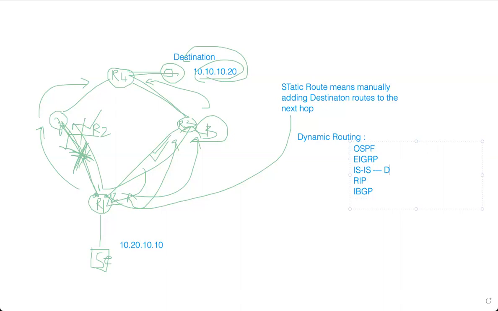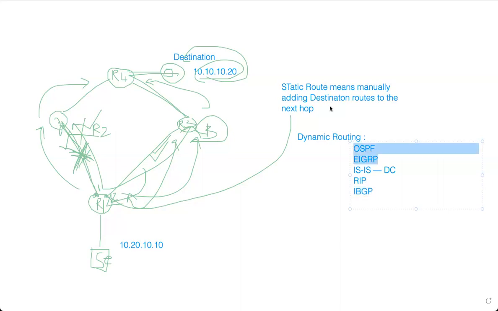IS-IS is a pure data center technology. It's not covered in CCNA. OSPF and EIGRP are at the base level, and RIP is already covered. It's no longer used. RIP is an age-old protocol. IBGP is internal BGP. This is also not much covered in the CCNA syllabus, but we will discuss dynamic routing a little bit more when we talk about those protocols.